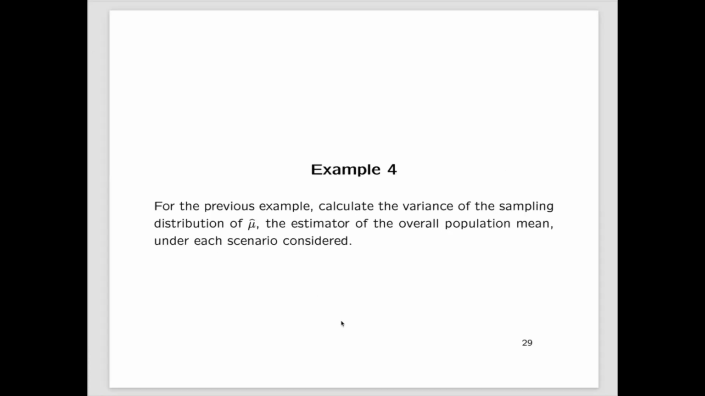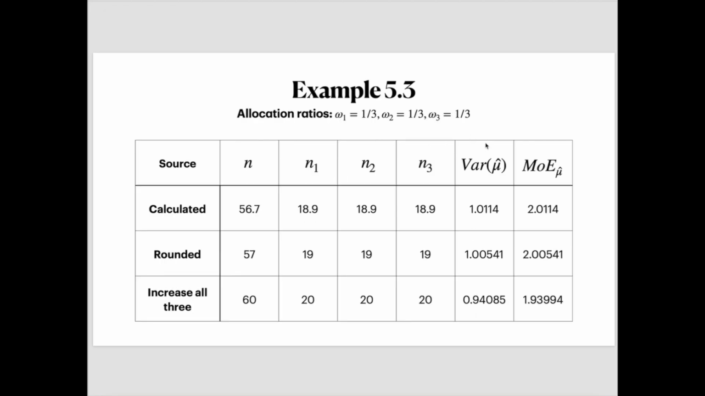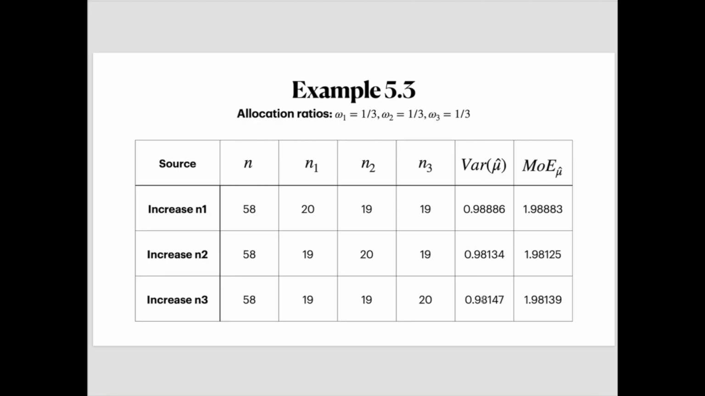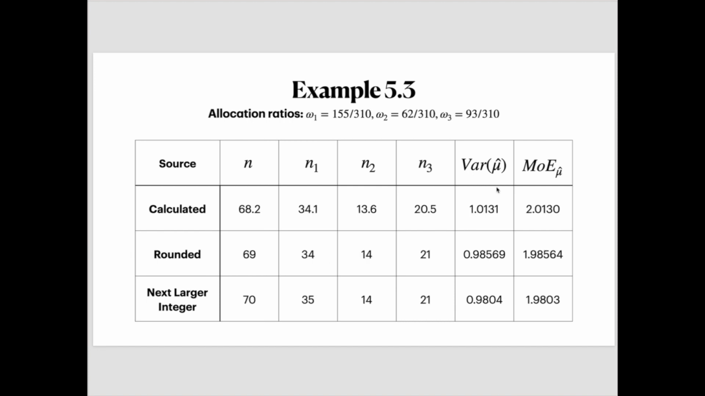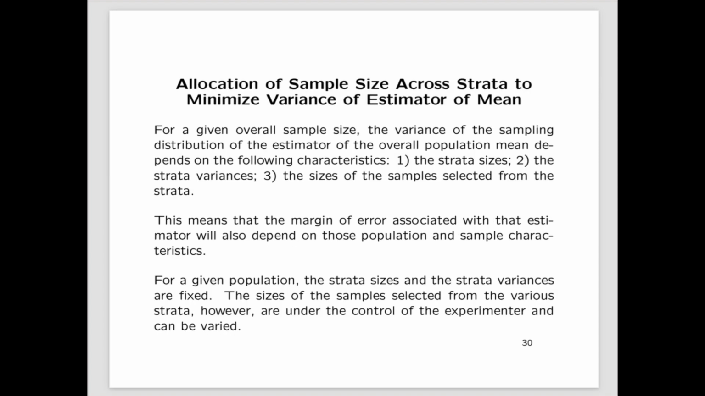Now, example 4 in the notes says that for the previous example, calculate the variance of the sampling distribution of mu hat, the estimator of the overall population mean under each scenario considered. Well, we already did that, right? We did that in this next to last column in each of these tables. And so what I would recommend that you do is go through and do these calculations, all right, and make sure that you can get all the values in these tables, the sample sizes, the variances, the actual margin of error, and so forth. Okay, so now let's move on.